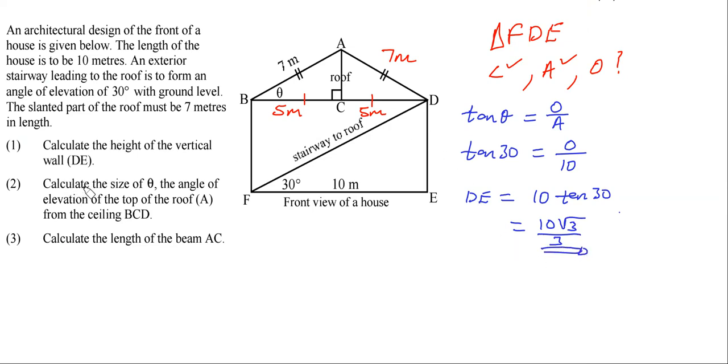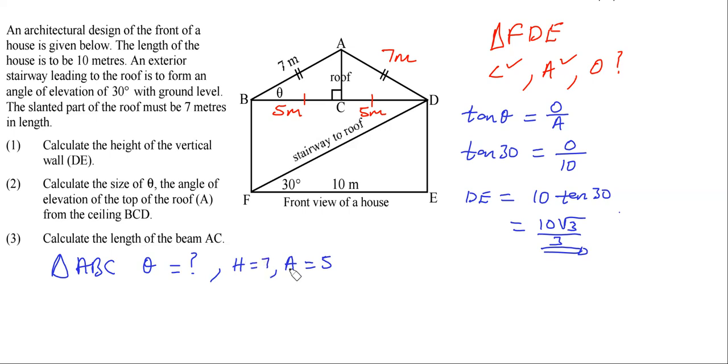Now, the next question says calculate the size of theta. So we are now looking for this theta, the angle of elevation of the top of the roof A from the ceiling BCD. When you look at this triangle ABC, we focus on that one. We are looking for theta, but what is given to us is the hypotenuse, which is equal to 7, and the adjacent, which is equal to 5.